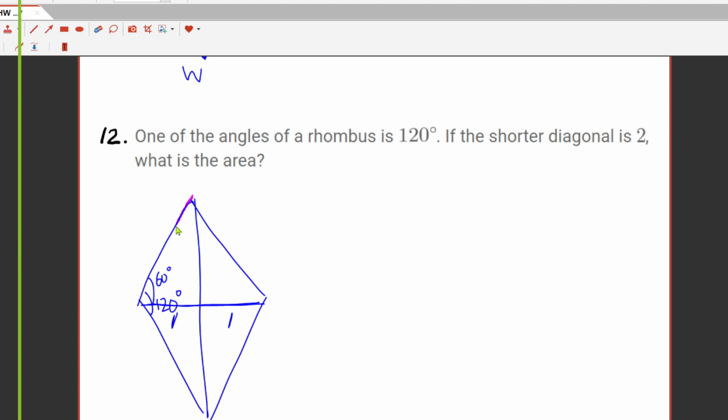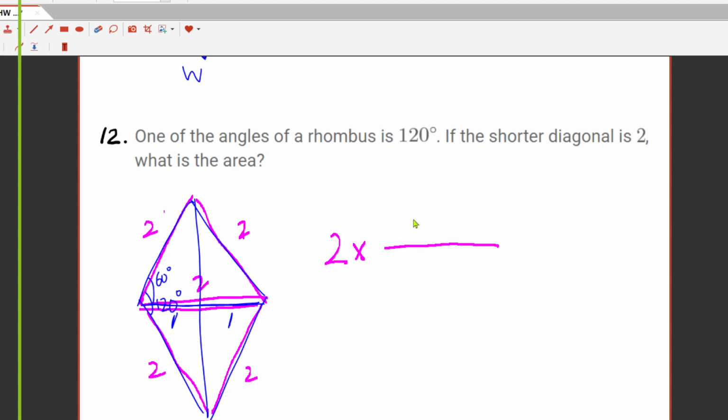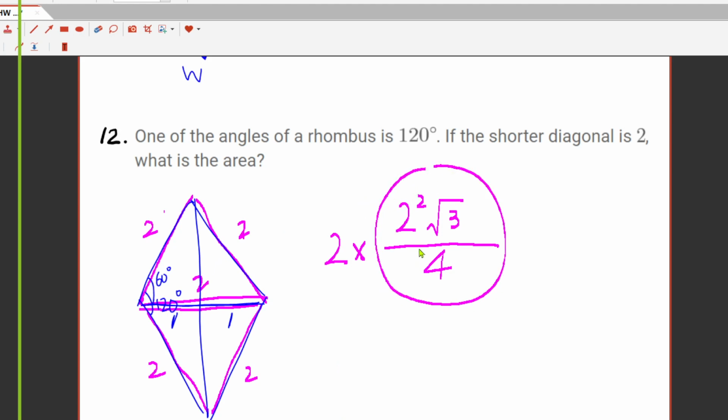And therefore we know we have one equilateral triangle here with side lengths 2, 2, and 2, right? And another equilateral triangle here with side lengths 2 as well, right? Therefore the area of the rhombus is twice of, again, 2 squared square root 3 over 4. Did you get it? So if you know the side lengths, you should be able to immediately write the area of that equilateral triangle, which is the squared side length times square root 3 over 4. Did you get it? And this gives us 2 square root 3, right?